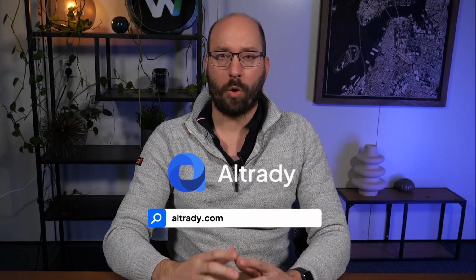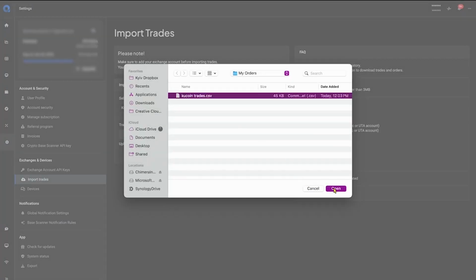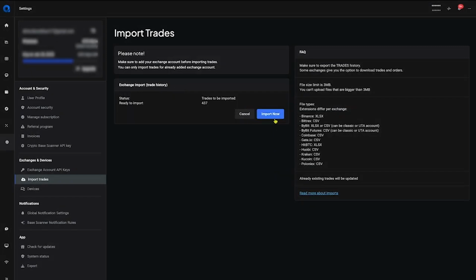If you want to try the Altrady break-even calculator, simply visit altrady.com and start calculating your break-even price in seconds. For active traders with a lot of history, just import your trade data and Altrady will calculate your break-even prices for all the markets instantly.